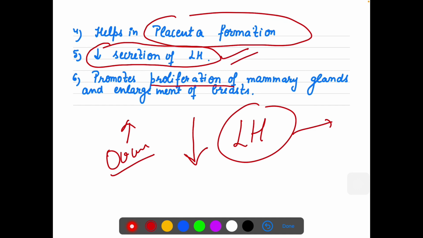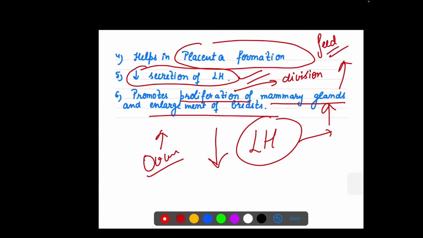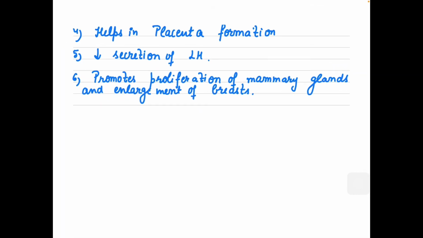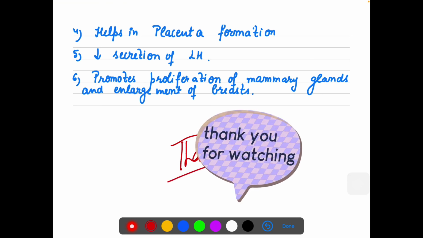Then it promotes the proliferation, that is division, a lot of dividing, division of mammary gland, which results in enlargement of breast. Because you know that after pregnancy, after the delivery, a mother has to feed her baby also. So mammary glands start developing, or mammary gland division starts more and more because of the progesterone. So these are all the main points about the glands, that is the glucagon hormones as well as testes.